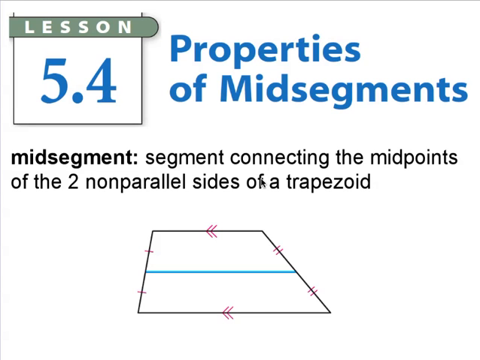Segment is. So the easy way is to look at the root words. What does mid mean? Middle. Segment means you're going to have a segment. So when you put that word together, it's a segment in the middle. And so the definition is a segment connecting the midpoints of the two non-parallel sides of a trapezoid. So you're going to notice there's a picture of that.